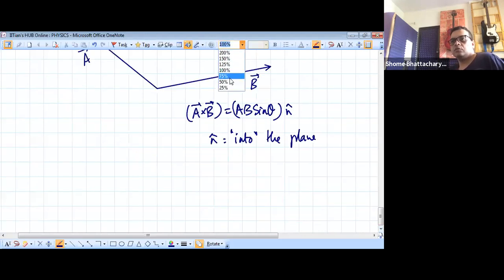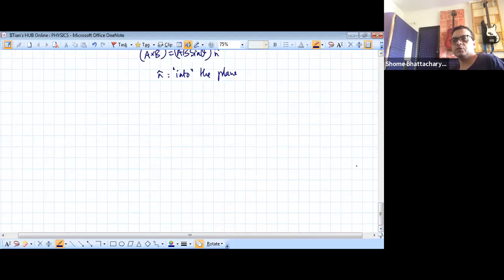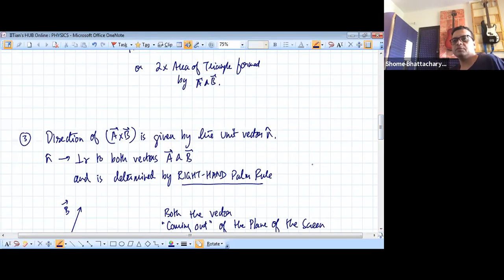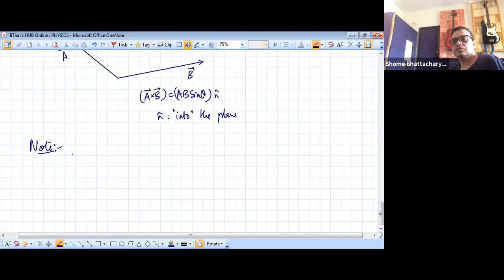All right. Now moving ahead. We have done some practice with this last time also, coming out of the plane and going into the plane. Now coming back to those points that we were writing down, we had seen the direction of n cap. That was our third point, given by the right hand palm rule. Now next thing we'll see is that A cross B becomes a null vector if theta is equal to 0 or theta is equal to 180 degrees.